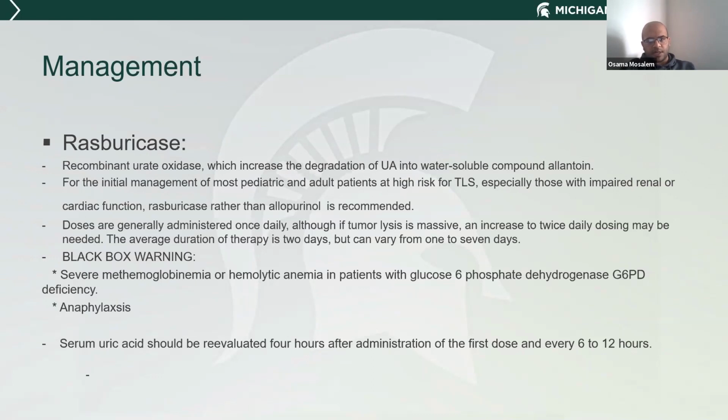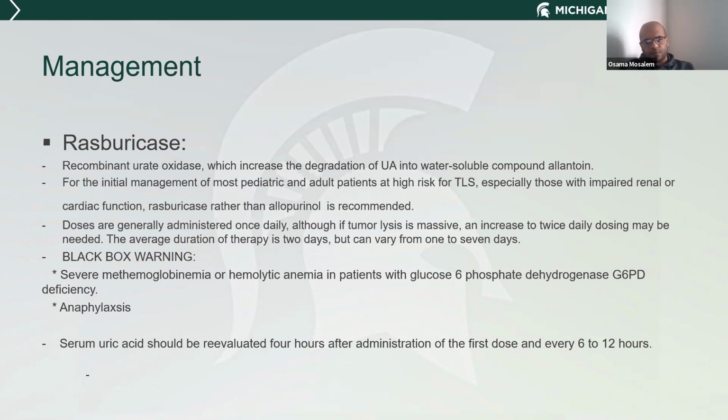Doses are generally administered once daily, although if tumor lysis is massive, you can increase to twice daily. Usually oncology are the ones who are going to be managing the dosing. And the recommended therapy for rasburicase is usually 2 days up to 7 days.